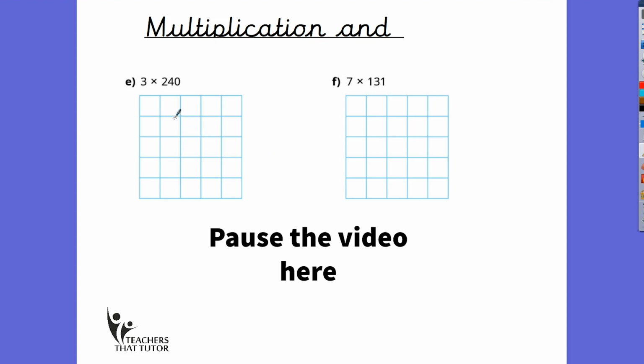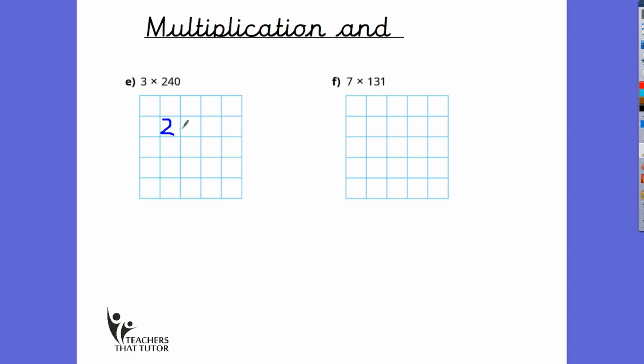Okay, how did you get on? So you should have laid them out as follows. 240 times 3, and drawn your line, and 131 times 7, and drawn your line. 0 times 3 is 0. 4 times 3 is 12. 2 down, carry the 1. 2 3s are 6, and 1 is 7. 720.